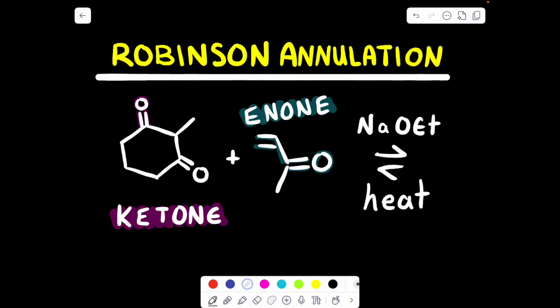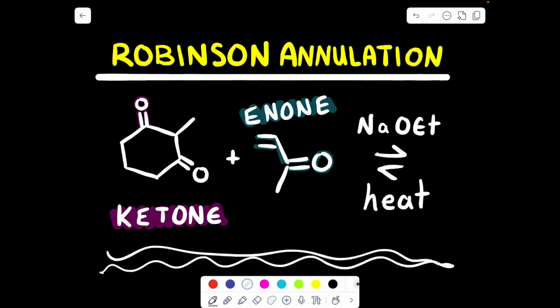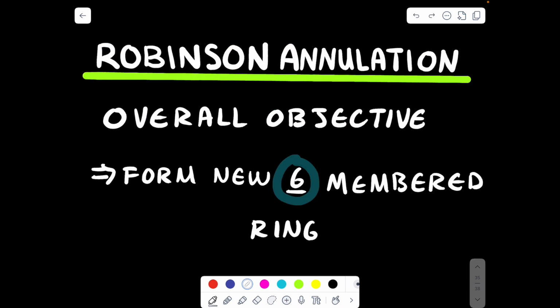In this video, we're going to be going over the mechanism for the Robinson annulation. I will be performing this reaction. So the overall objective of the Robinson annulation is to form a new six-membered ring. If you don't end up with a new six-membered ring, you did not perform the Robinson annulation.